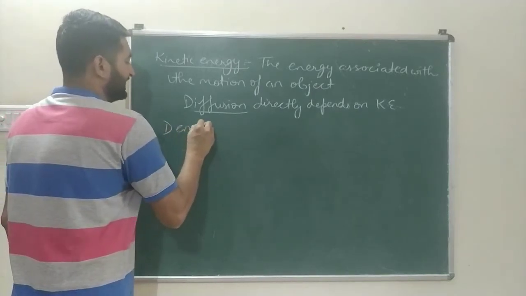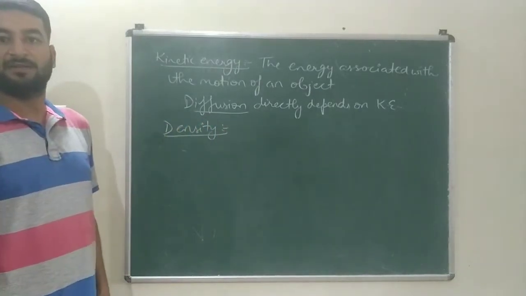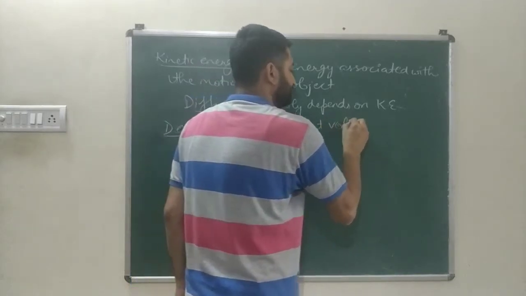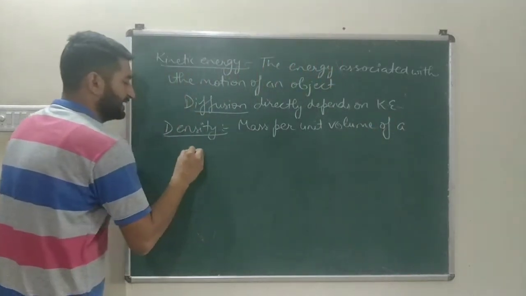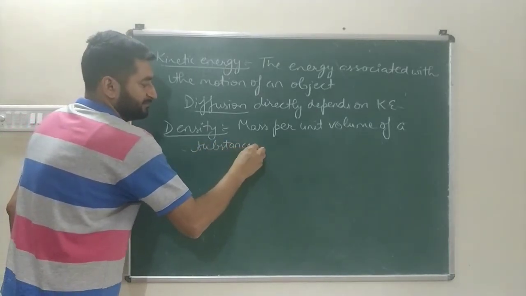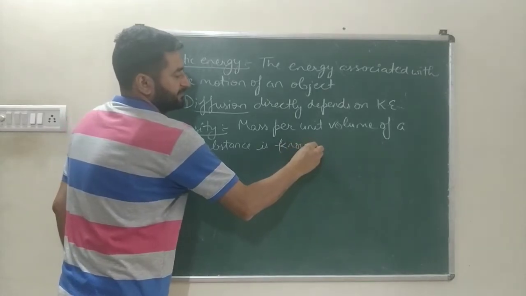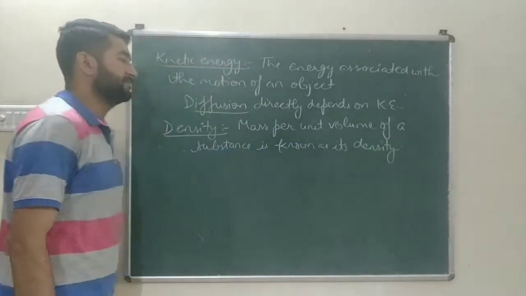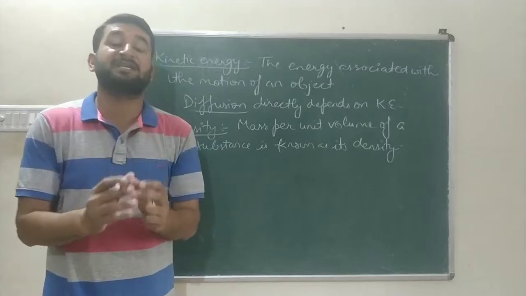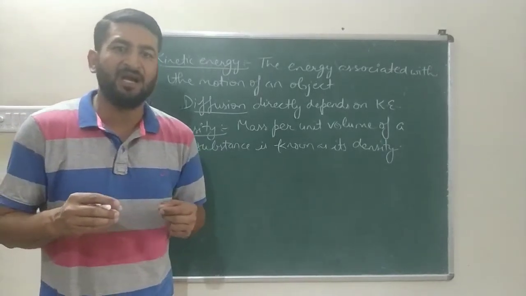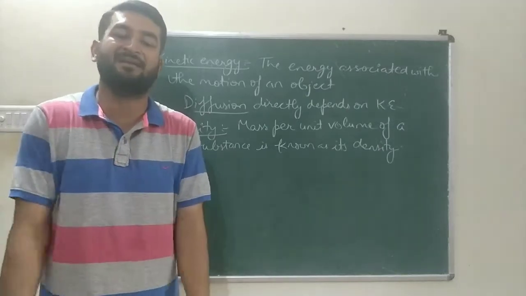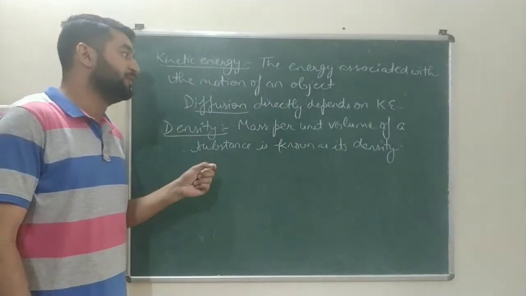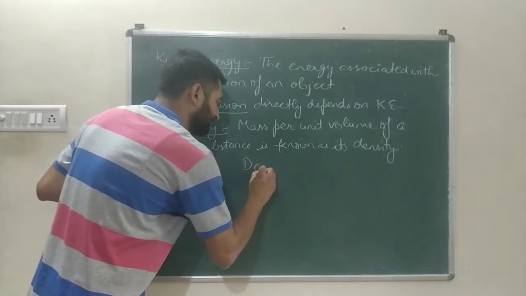Next term is density. Mass per unit volume of a substance is known as its density. In a given volume, in a given space, how many particles of a matter can be contained, how much mass of a matter can be contained, that quantity is known as density. So mass per unit volume of a substance is known as its density.